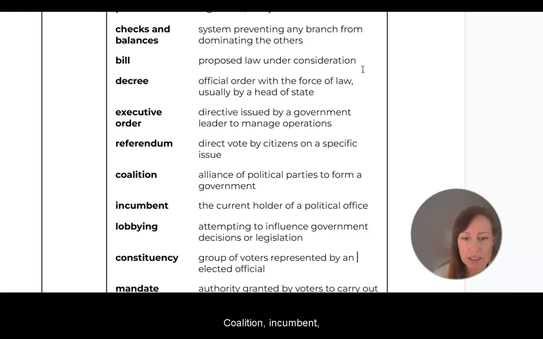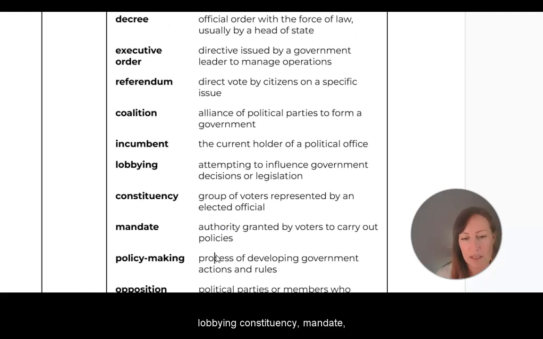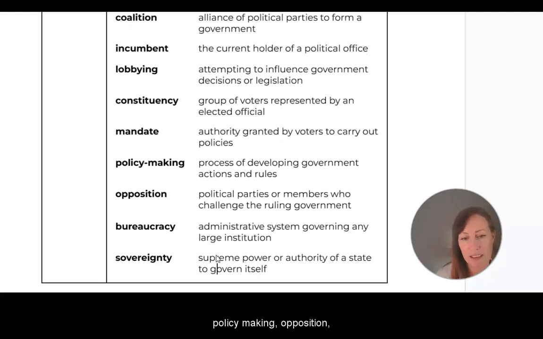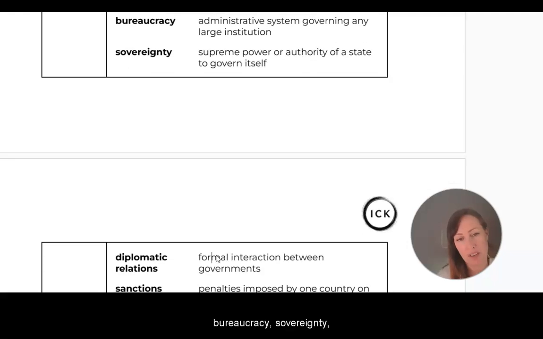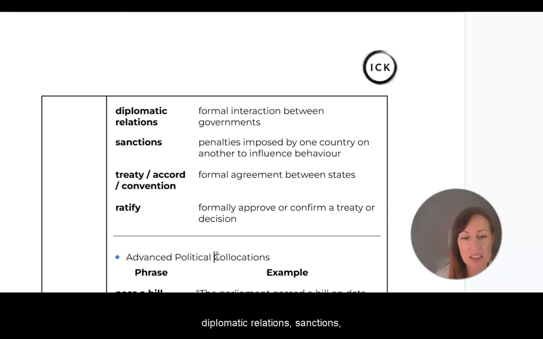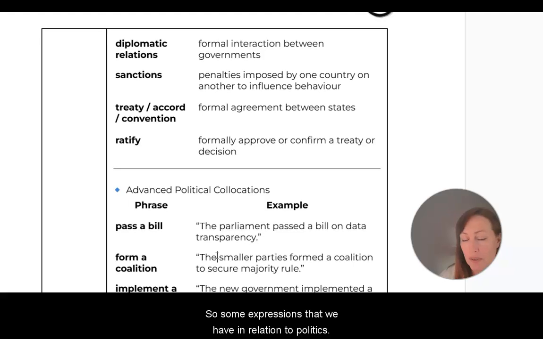Coalition, incumbent, lobbying, constituency, mandate, policy making, opposition, bureaucracy, sovereignty, diplomatic relations, sanctions, treaty or accord or convention, and to ratify, the verb to ratify. So some expressions that we have in relation to politics.